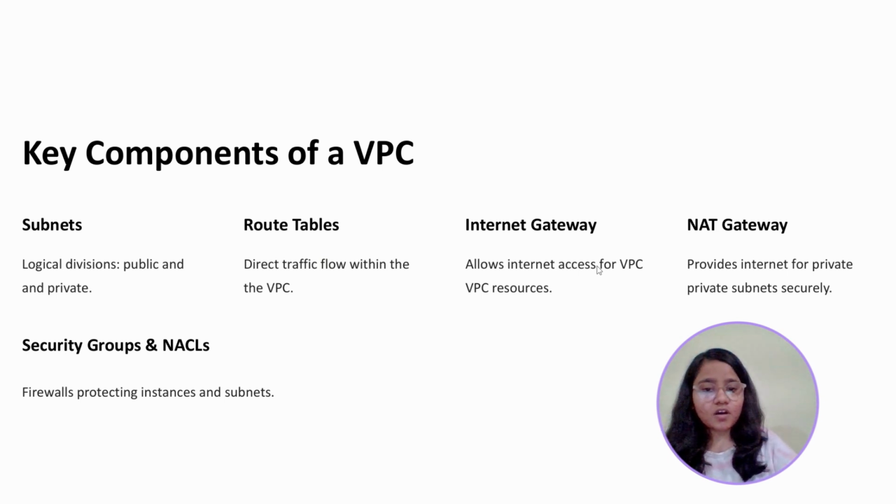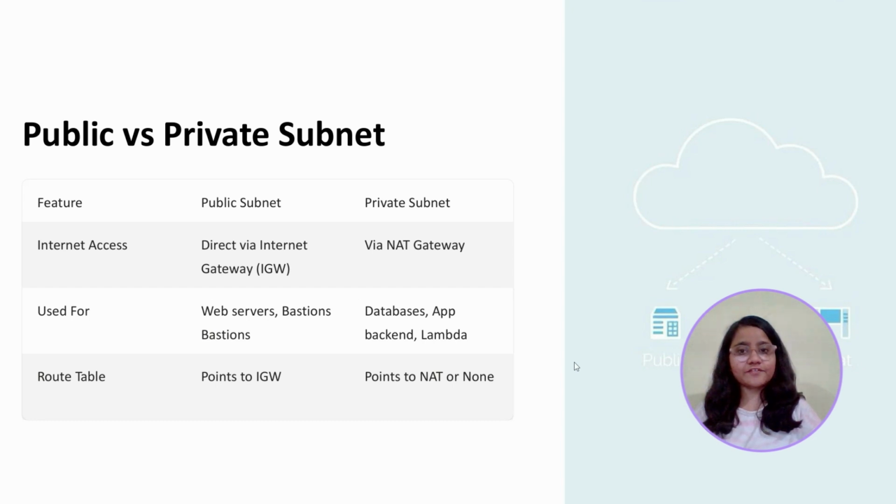And all these components work together to give you granular control, flexibility, and security over your AWS networking environment. Let's break down the difference between public and private subnets. This is crucial for designing your network. First one is the public subnet. Direct internet access is a must for public-facing servers. The route table points directly to the internet gateway, which gives them inbound and outbound access to the internet. Use cases: you typically put things like web servers, load balancers, and bastion hosts in public subnets.